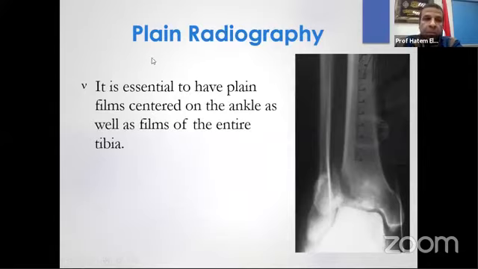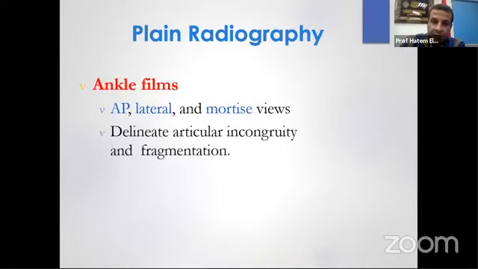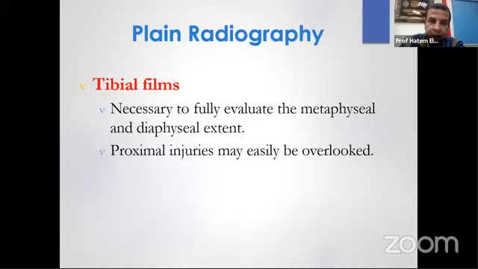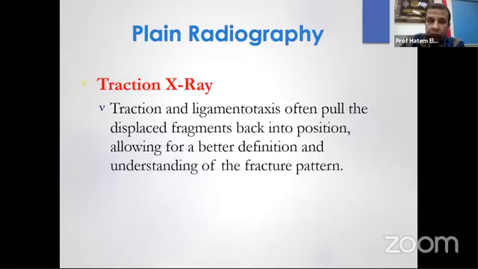With clinical assessment, plain radiography plays an essential role. Plain film is centered on the ankle as well as over the tibia. X-rays for the entire tibia should be obtained. Ankle films, anteroposterior, lateral, and mortise views delineate the articular incongruity and fragmentation. Tibial films are necessary to evaluate metaphyseal and diaphyseal extent, as proximal injuries may easily be overlooked.